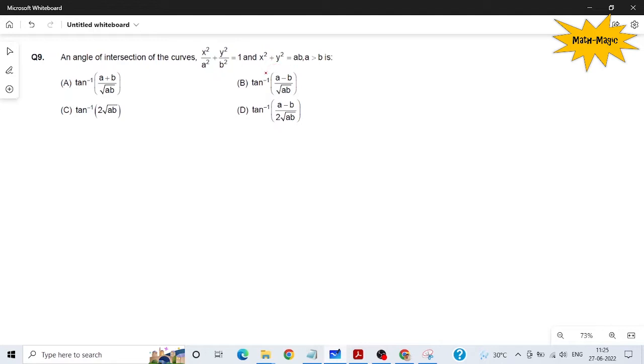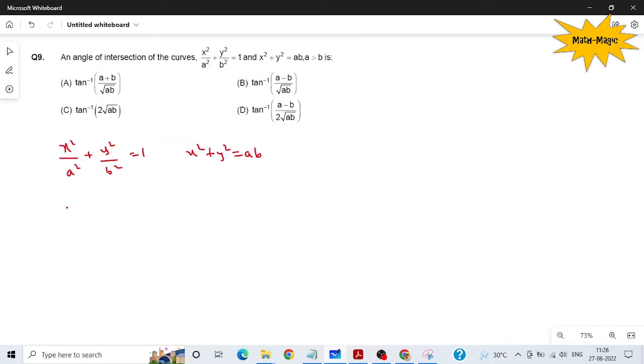Finding the angle between the curves is nothing but finding the angle between their tangents at the point of intersection. That is how we measure the angle between curves. So we require tangents at the point of intersection. The first task is to find the point of intersection of the curves x²/a² + y²/b² = 1 and x² + y² = ab. By solving simultaneously, we will find their point of intersection, and then find the slope of the tangent at that point.